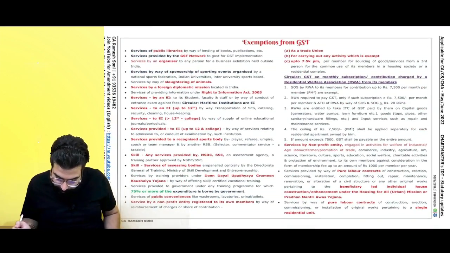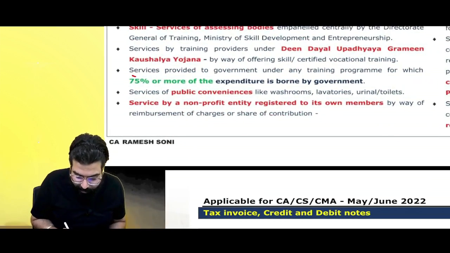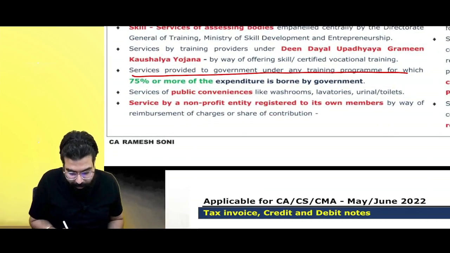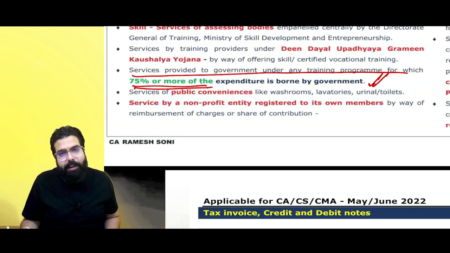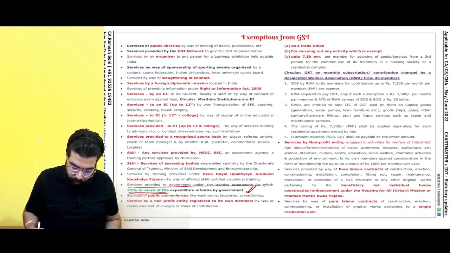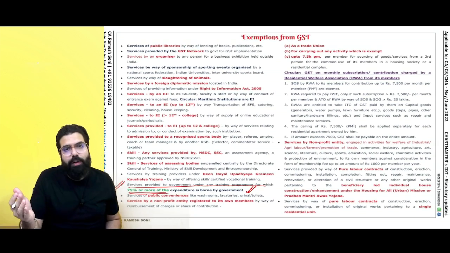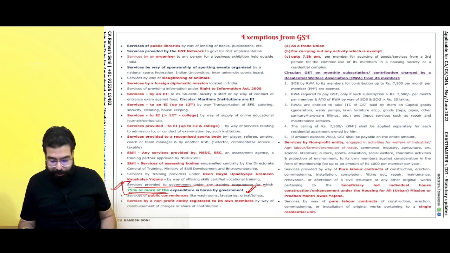Sir, where is the amendment in the chart? Baba, the amendment in the chart, see here: services provided to the government under training program where 75% or more of the expenditure is borne by the government. So this is the chart. If you have my version 2, you can go ahead and make these changes. Done, sir. Point is clear.